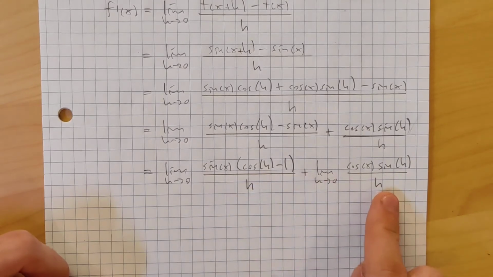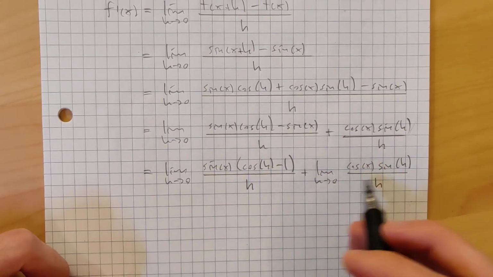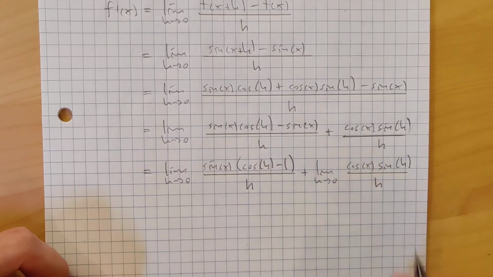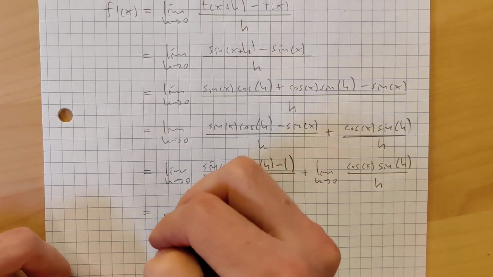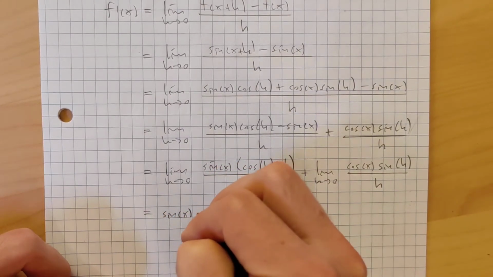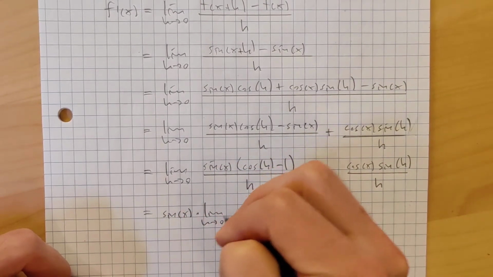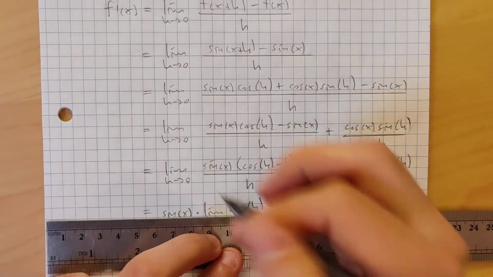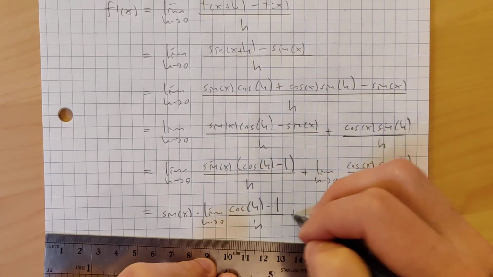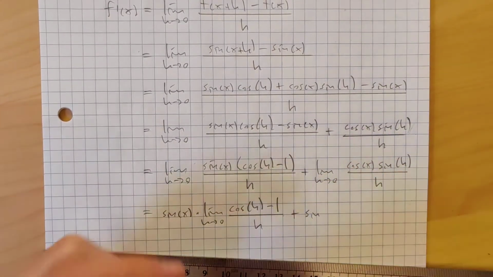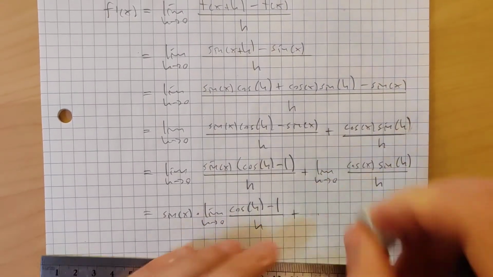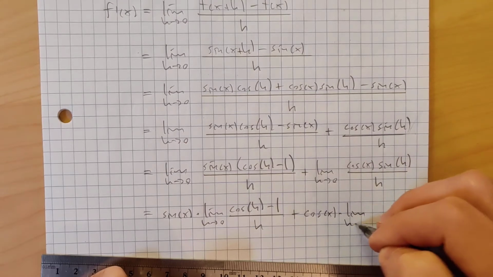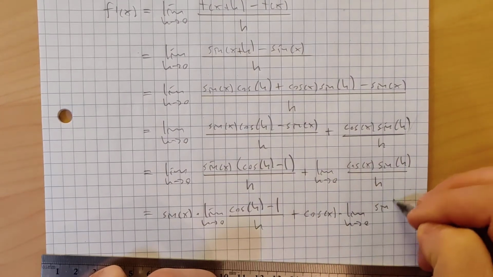Now looking at these, each limit has a factor that doesn't involve h. So that's constant with respect to h. It doesn't change when h changes. And so I can pull it out front of the limit. So here I'll have sine of x times the limit as h approaches 0 of cos of h minus 1 over h. And here I'll have cos of x, that's what's coming out here, cos of x times the limit as h approaches 0 of sine of h over h.